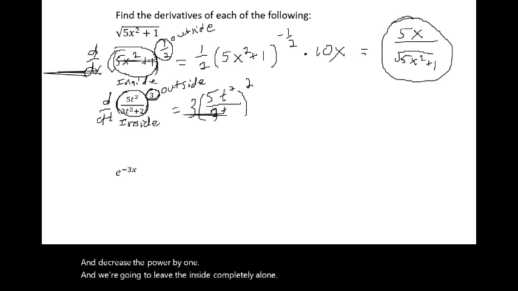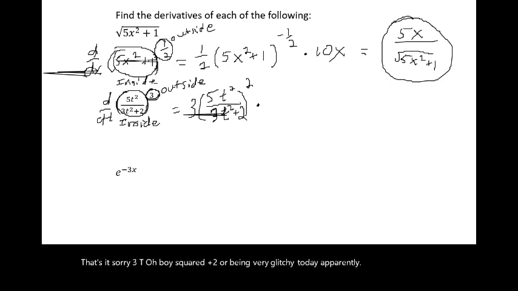That's a 3 times the inside squared, 3t squared plus 2. Then that was the derivative of the outside with the inside left alone. Then we're going to multiply it by the derivative of the inside.